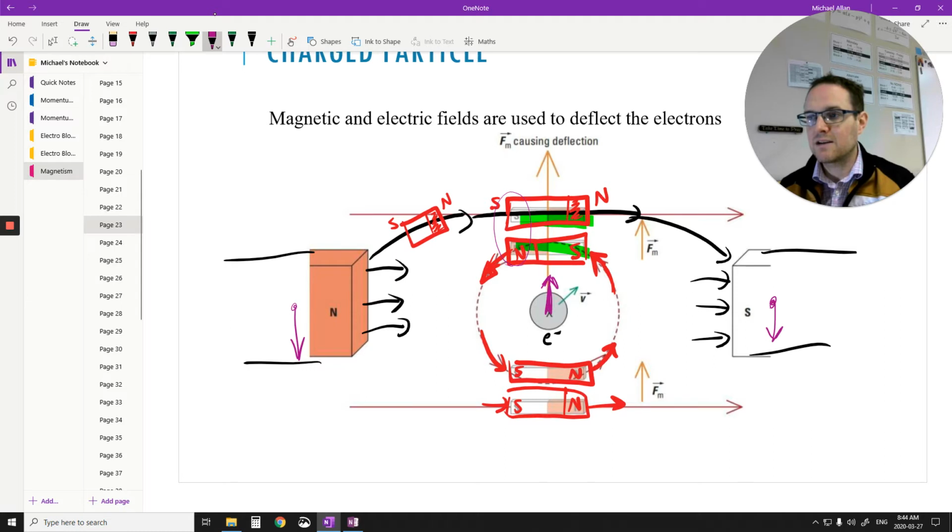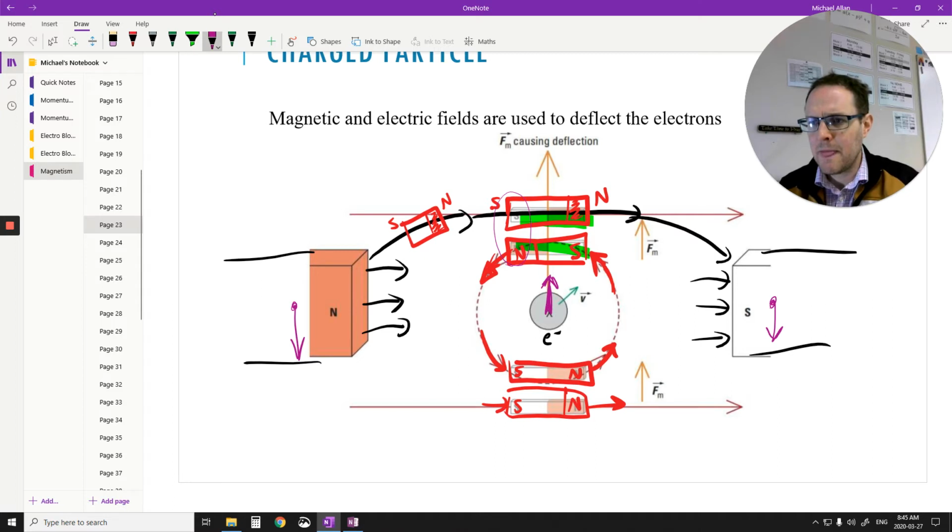Now, usually these two magnets are kind of clamped in there. They're stationary. They're not going to move. But this one here, because it's not clamped in there, it's moving through space. It's free to move up and down. So it's going to get forced up because of this interaction on the top here.